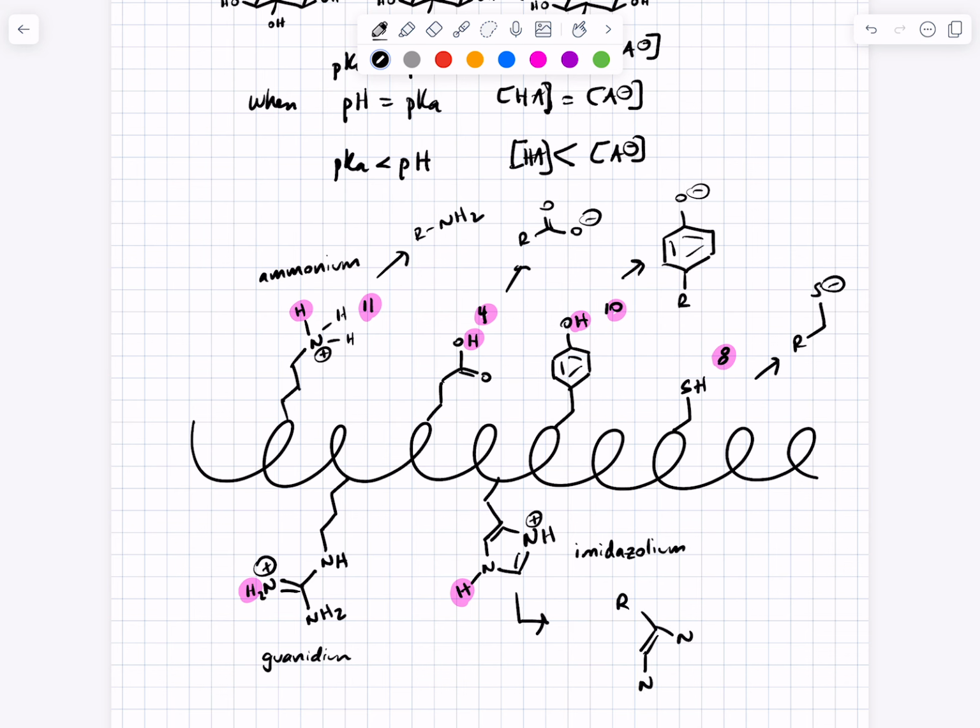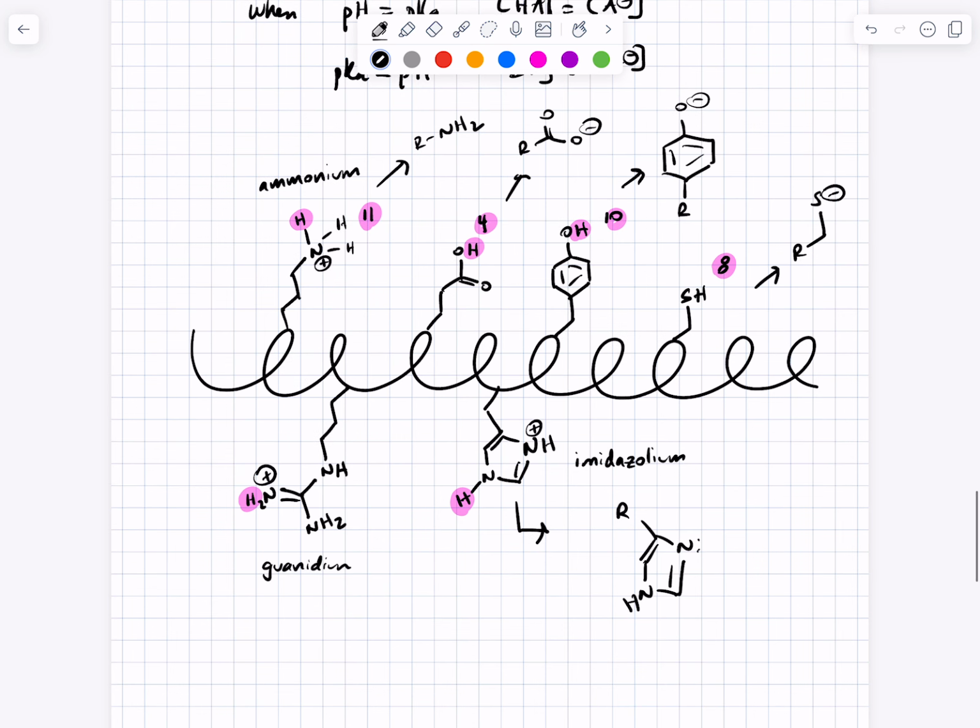When you don't have the positive charge on that 5-membered ring nitrogen, it's just called imidazole instead of imidazolium. And when you don't have the positive charge on the nitrogen for the conjugate base of the guanidinium, it's just called guanidine. That doesn't matter too much. All right, so let's go through as a function of pH.